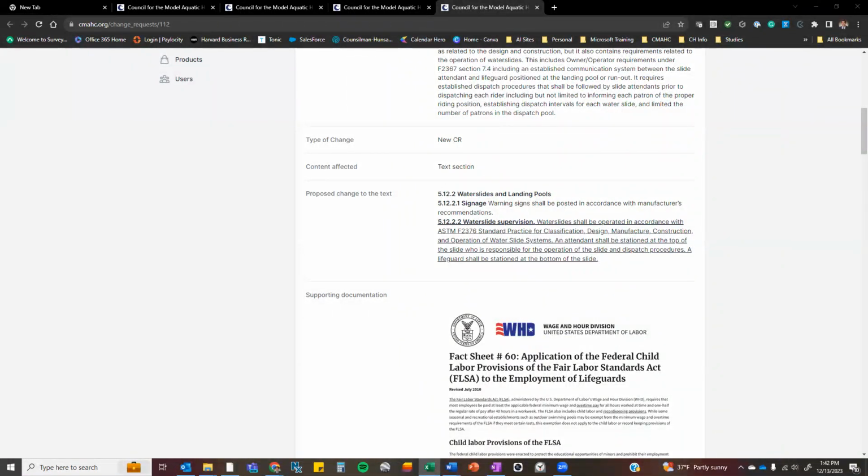I think the other issue too is that the attendant at the top of the slide is not always responsible for the operation of the slide. In the dispatch procedures, oftentimes there's a push button at the bottom that has to be cleared by the lifeguard at the bottom of the slide before dispatch can take place. So it's just another, I understand the premise, it's just another clarification that needs to be made so everything lines up. Yep.